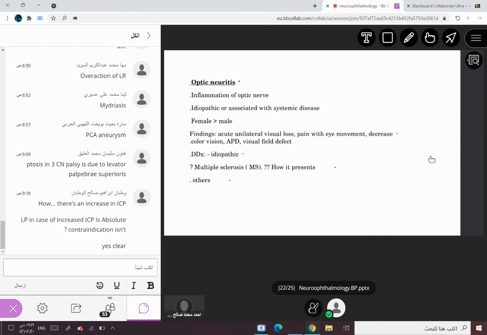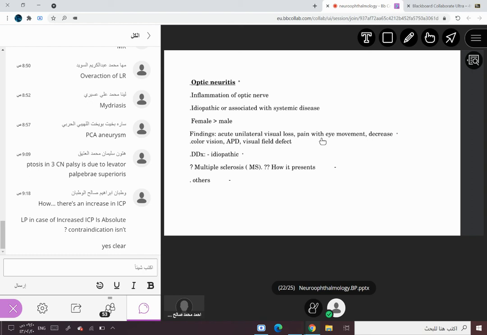Excellent. So let's move to optic neuritis. Optic neuritis simply is an inflammation of the optic nerve, either idiopathic or associated with systemic diseases. In systemic diseases, such as multiple sclerosis, females are more commonly affected than males. What we will find is that the patient will present with acute unilateral visual loss.